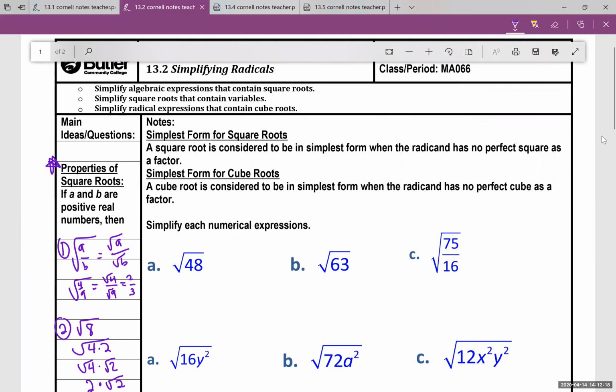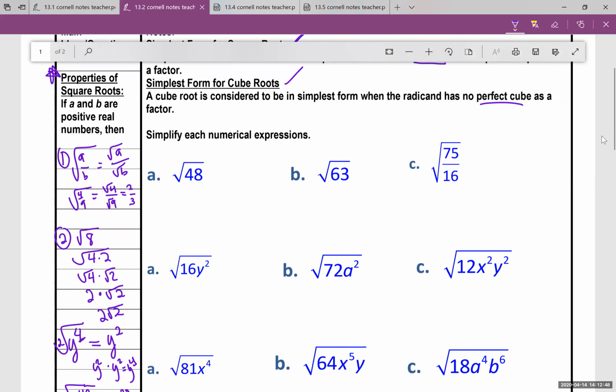So when you're doing your Hawks homework, the simplest form for square roots is when the radicand has no perfect squares left as a factor. So the number underneath the radical sign, you can rewrite that number as the product of two numbers, but you've got to find all the perfect squares and take the square root of them. You'll see what I mean in a minute. Really the same thing for cube root, but when no perfect cube is a factor. Simplify each of the numerical expressions.